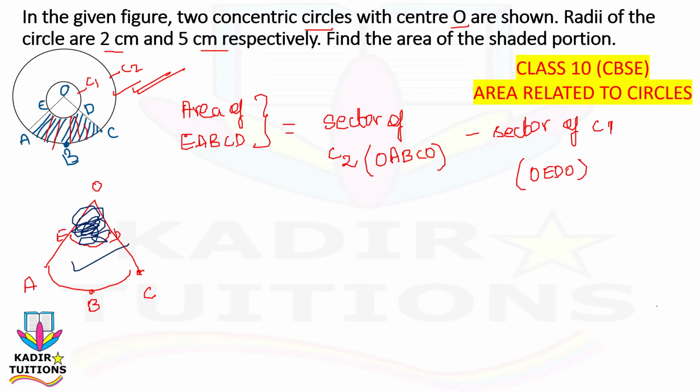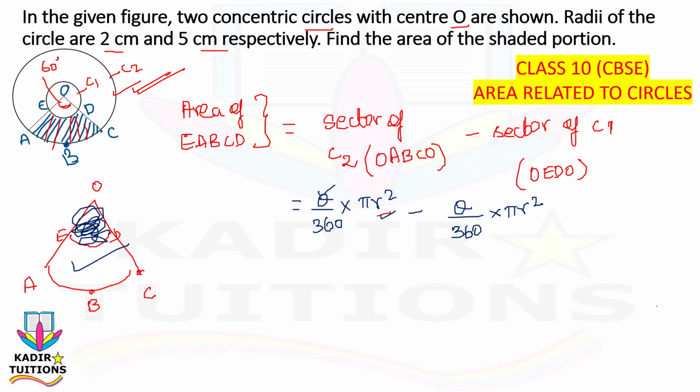First we'll find the sector of circle C2. We know the formula for the sector of a circle: theta by 360 into pi r square, minus again one more sector with the same formula, theta by 360 into pi r square. We need to know theta and also the radius. Coming back to the question, theta is missing here, but it is given in the question itself: theta is 60 degree. So we replace theta by 60 degree.